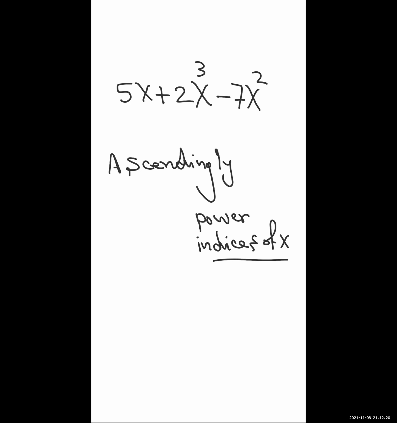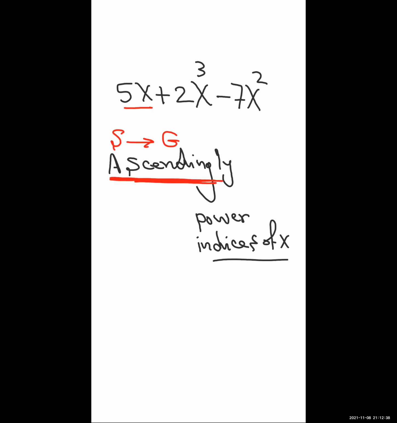Power or indices of x. Like this means 5x, then negative 7x power 2, then 2x power 3. Ascendingly means from the smaller to the greater. So which power is the smaller here for x?